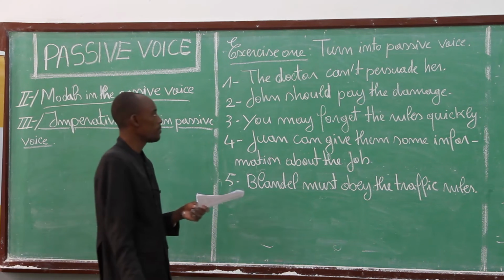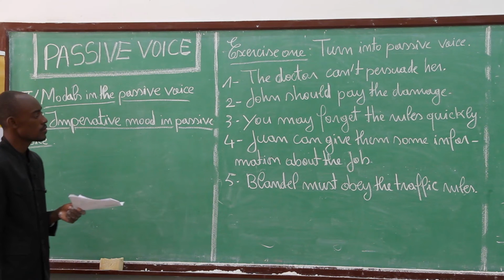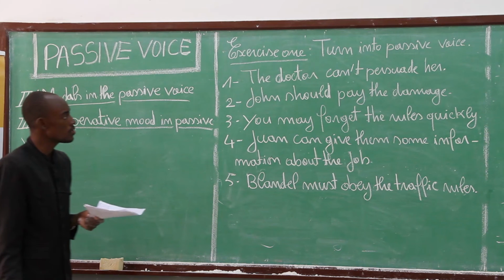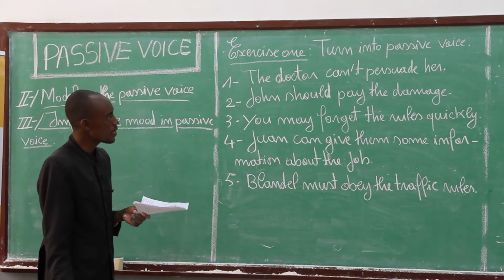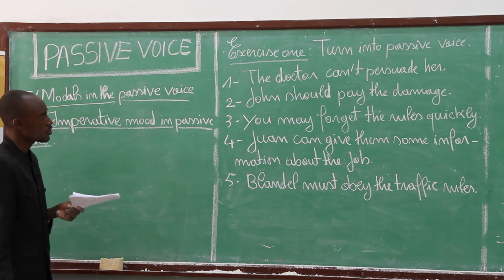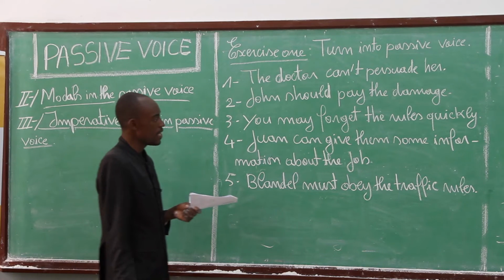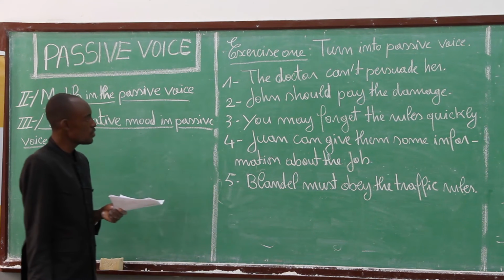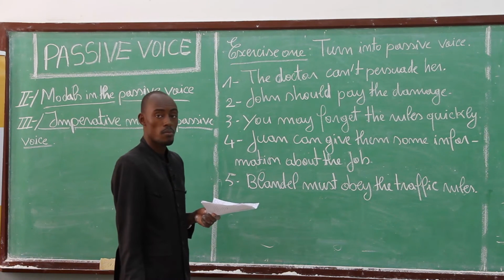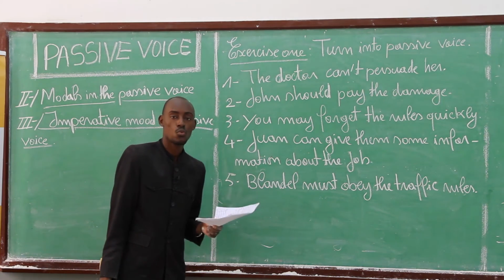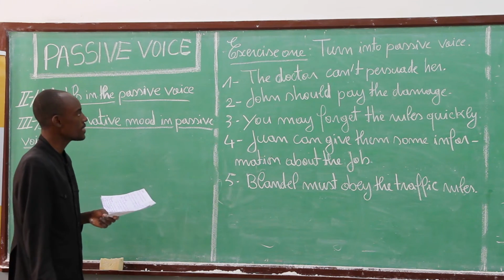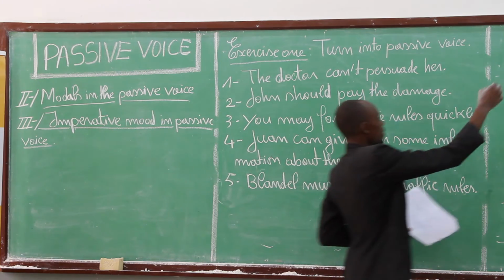Okay, let's correct them. The doctor can't persuade her. John should pay the damage. You may forget the rules quickly. Joanne can give them some information about the job. Blondel must obey the traffic rules. Now here we notice that in each sentence we have a modal verb. Now let's turn these sentences into passive voice. Now correction.